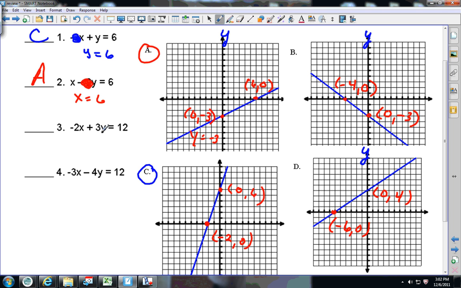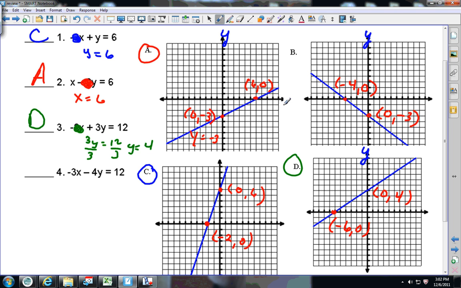Next one, it doesn't matter which one you start with. I'll start with the y, and I'm going to put 3y equals 12, divide by 3, y equals 4. Which one has a y-intercept of positive 4? It's not these two. Let's look over here. This is negative 3. This is up to positive 4. Oh, this one is D.